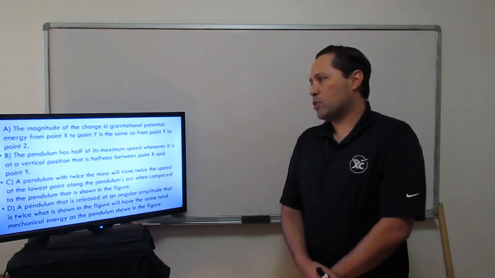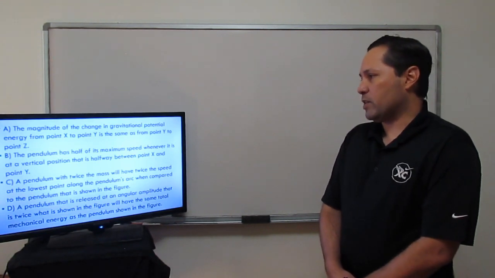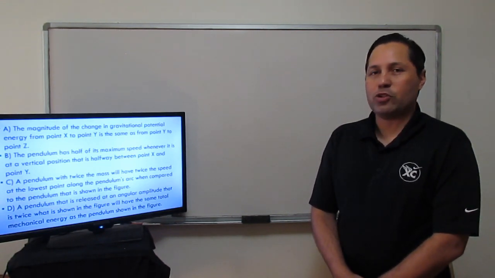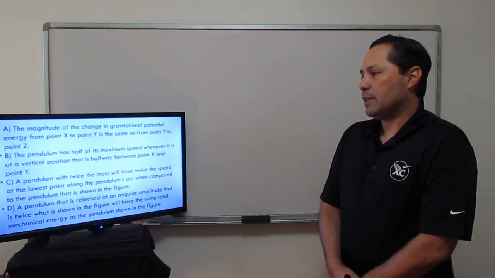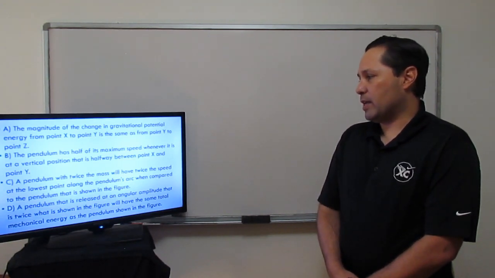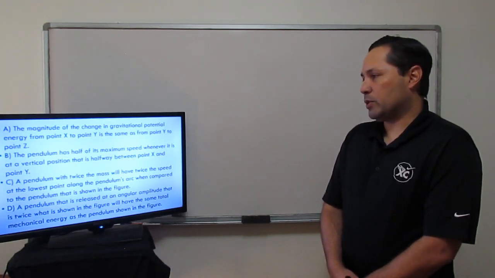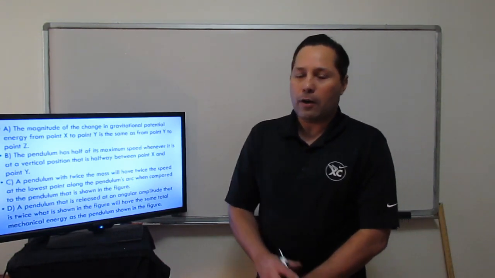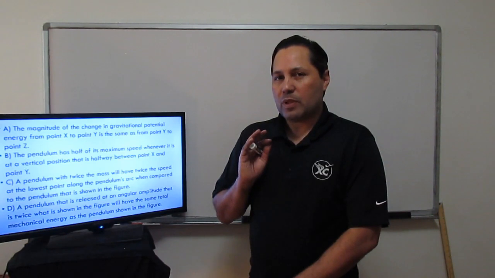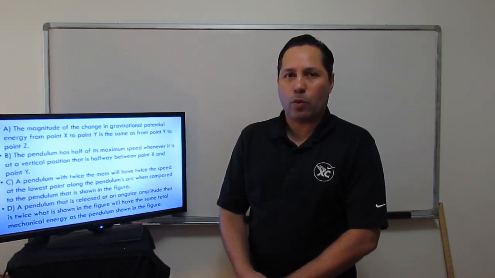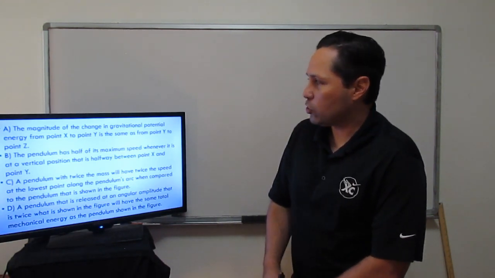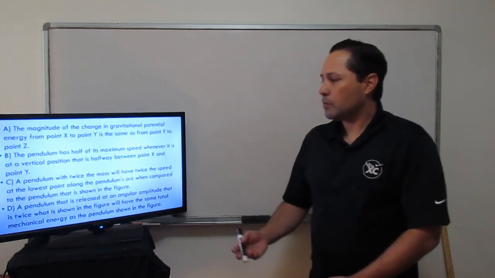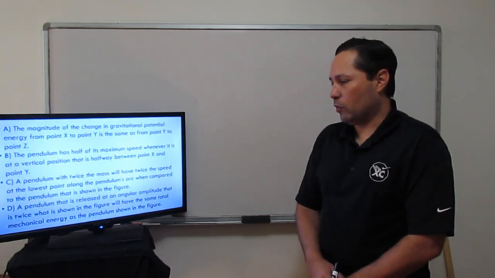Letter C, a pendulum with twice the mass would have twice the speed. No, the mass does not affect the swinging of a pendulum. Letter D, a pendulum that is released from an angular amplitude that is twice that is shown will have the same. No. The angle at which it is released is irrelevant, so it does not play a role. So the answer for this one will be A. Let's go ahead and move along to our next problem.